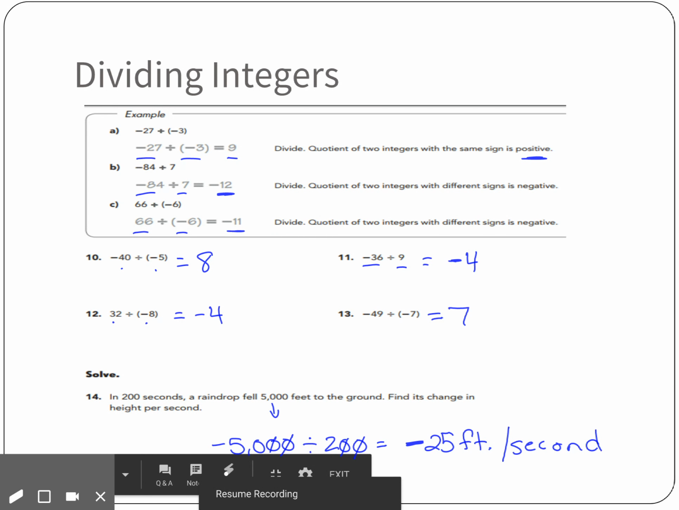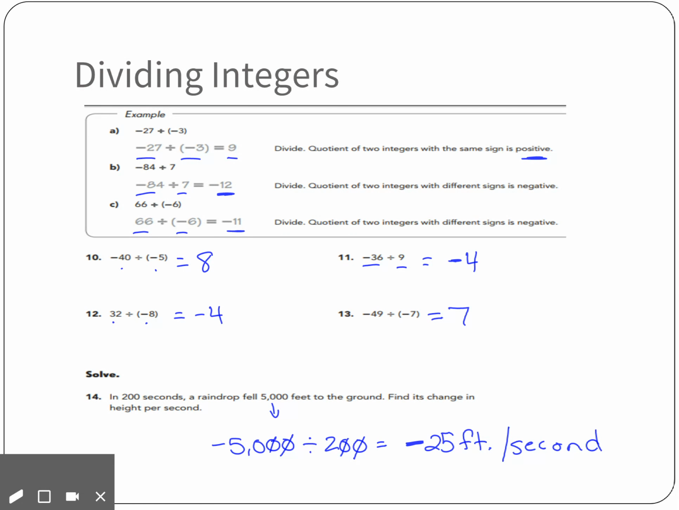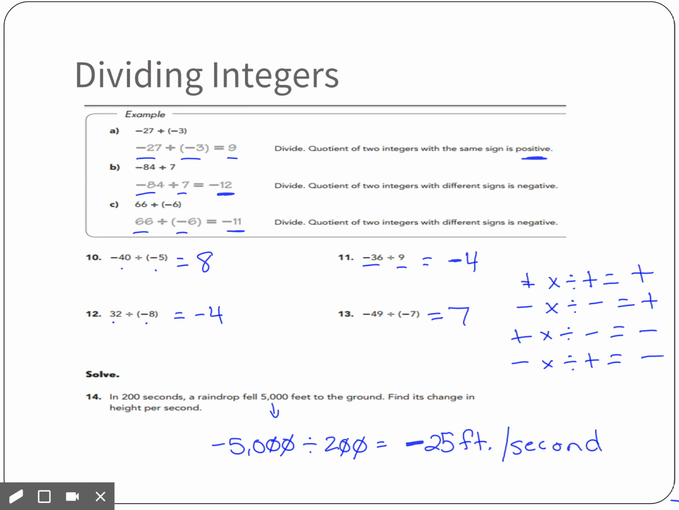So that's it for this lesson. I just want to remind you that the rules, this is something you could add in your notebook. A positive times or divided by a positive equals a positive. A negative multiplied or divided by a negative equals a positive. And then a positive multiplied or divided by a negative will be negative. And a negative multiplied or divided by a positive will be negative.